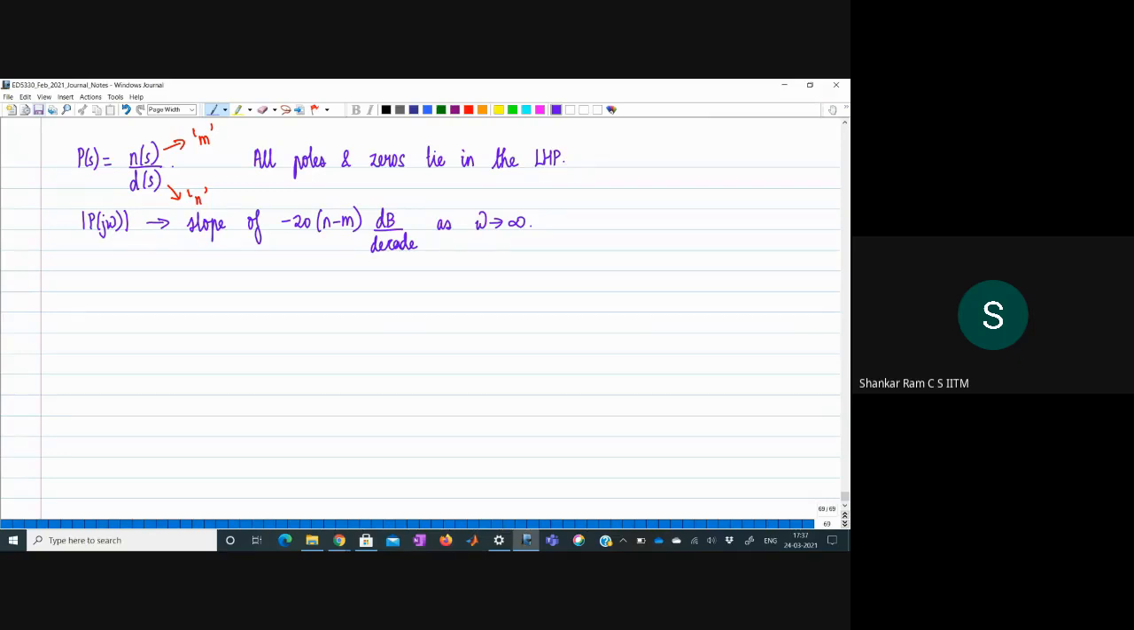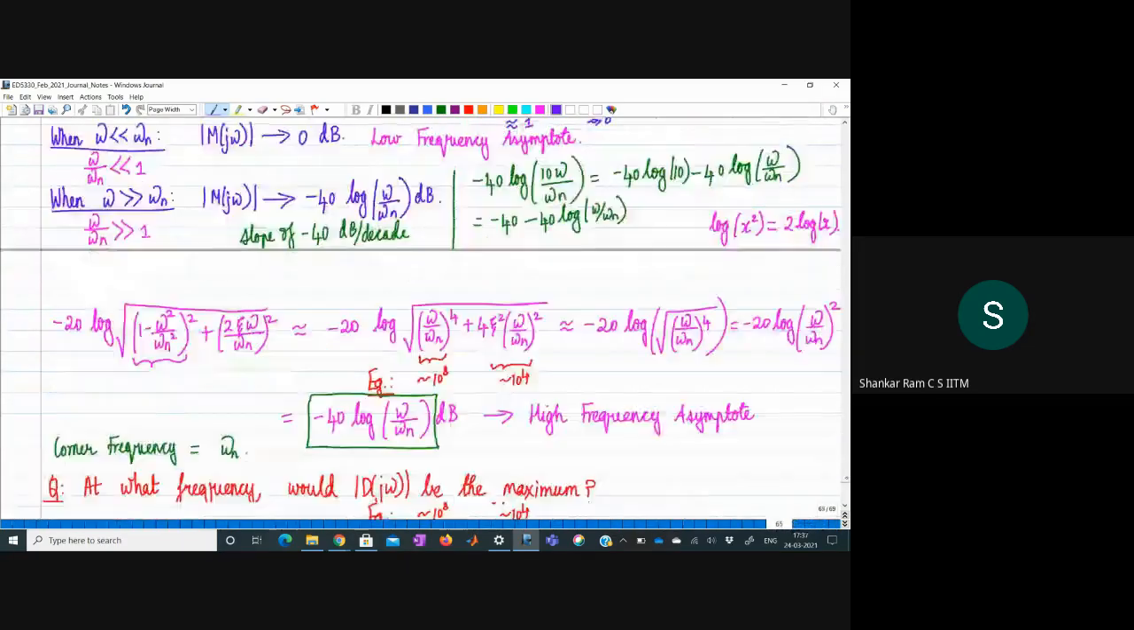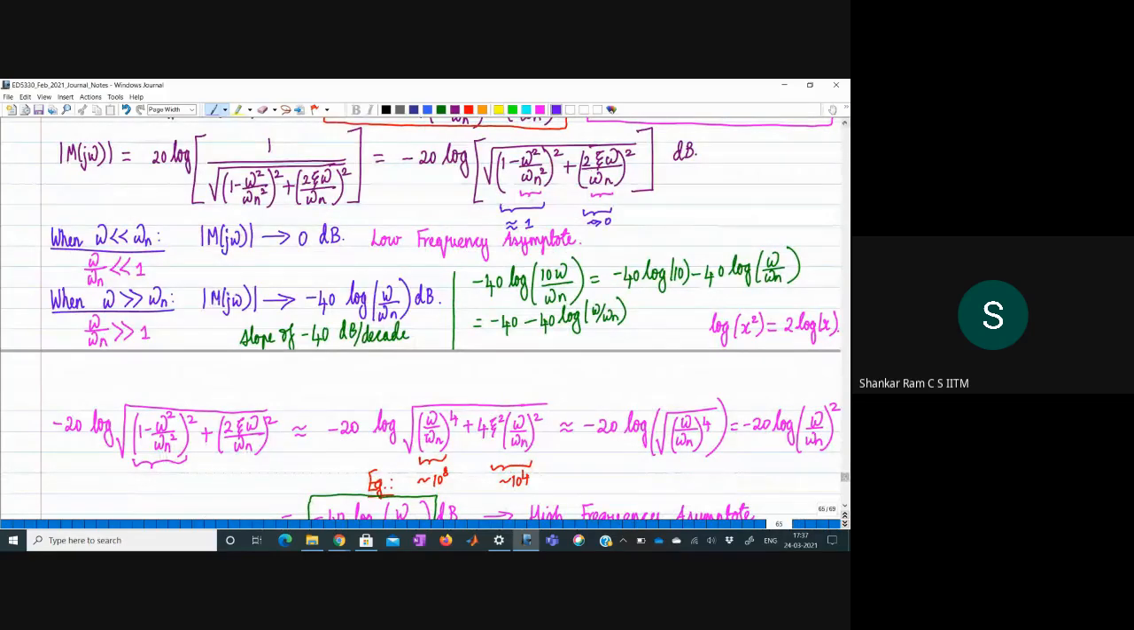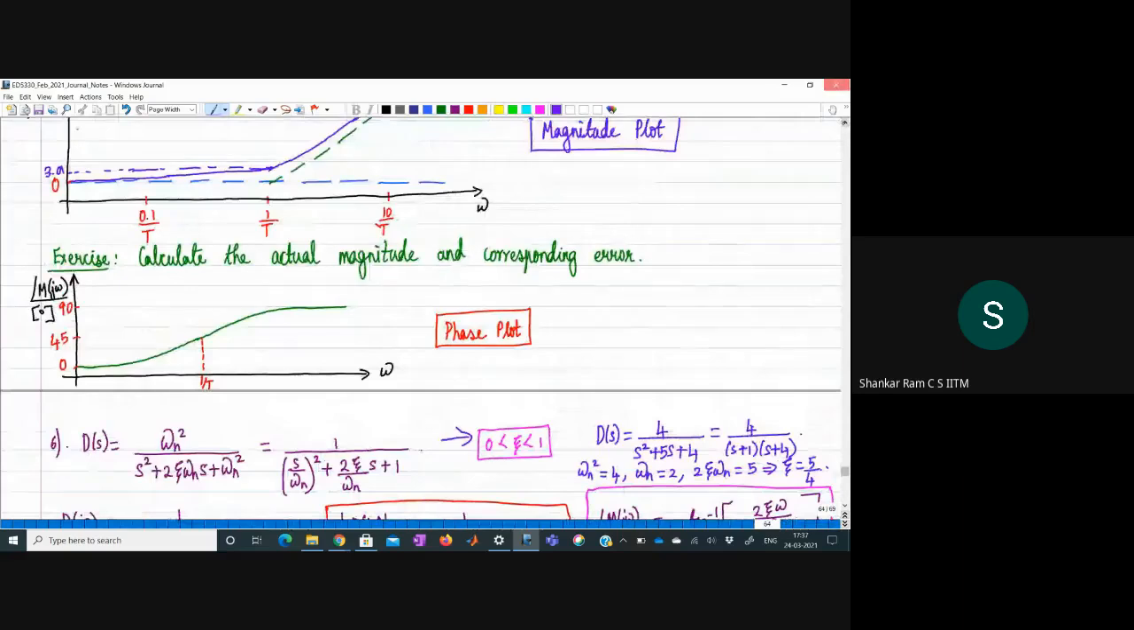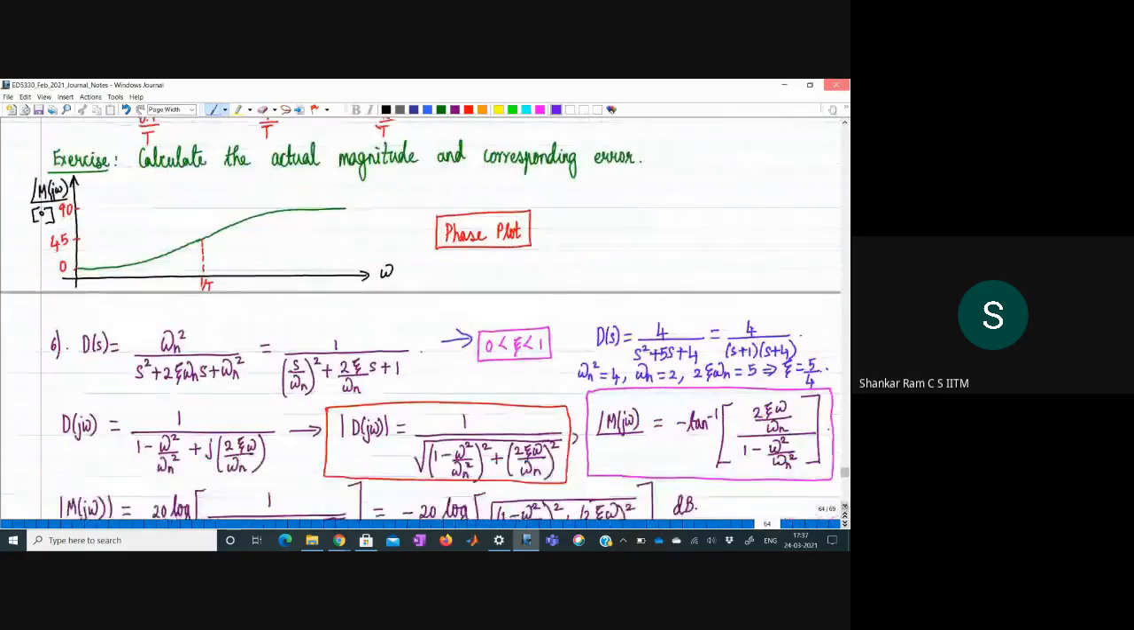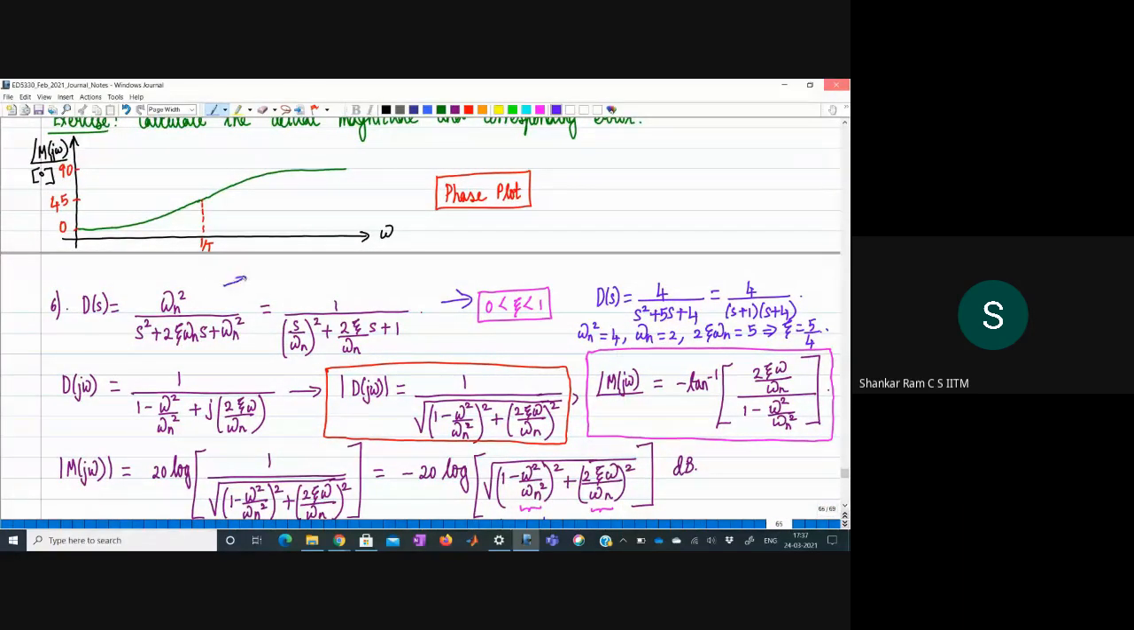Then it can be shown that not only for this, but for any generic transfer function, the magnitude plot will always have a slope of minus 20 times (n minus m) decibels per decade as omega tends to infinity. We can immediately apply this and see, because even if you look at the second order factor that we considered just now, we can observe that the value of n is 2 and the value of m is 0.